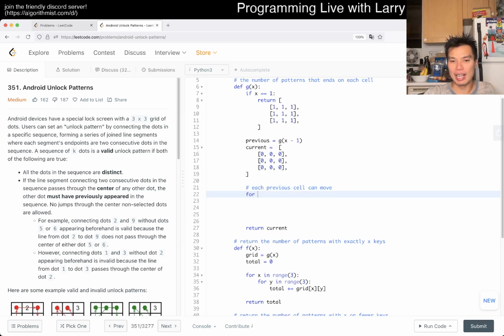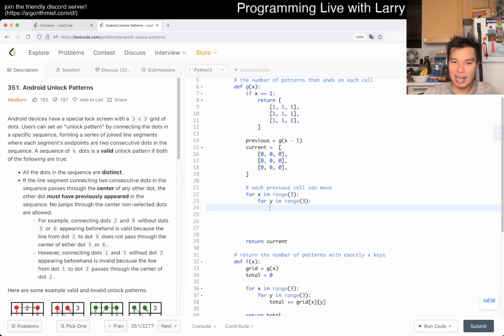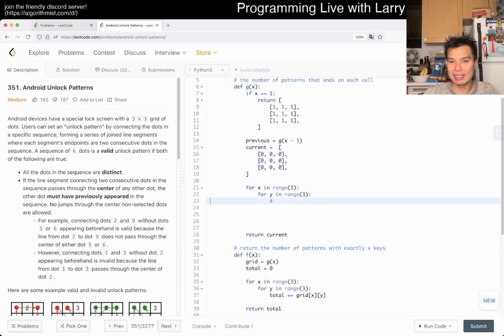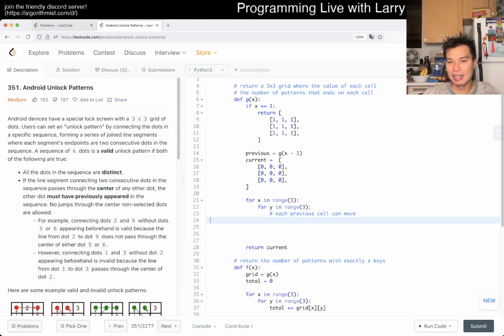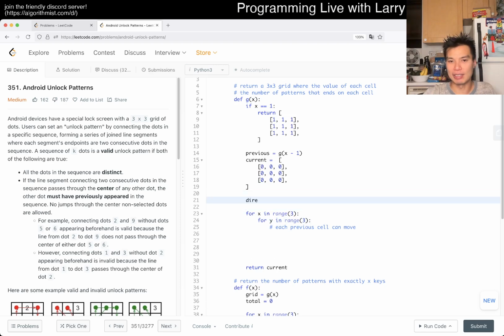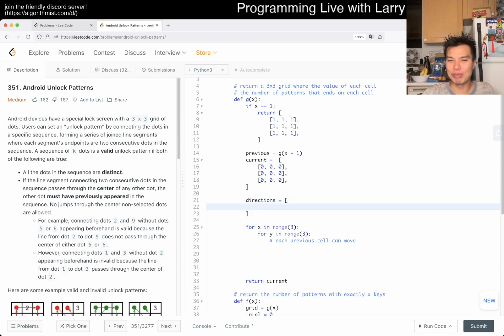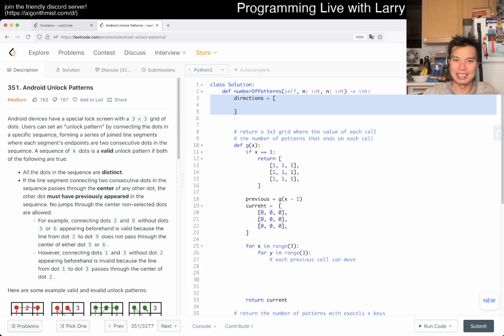So here we have for x in range of 3, for y in range of 3, and then we want to say, okay, we're at xy, or the previous cell is on xy, and how many cells can it go to in the pattern, right? So then we go up, down, left, right, right? So we can set directions, and here we can reuse them later anyway, so maybe this is good, because this is universally true.